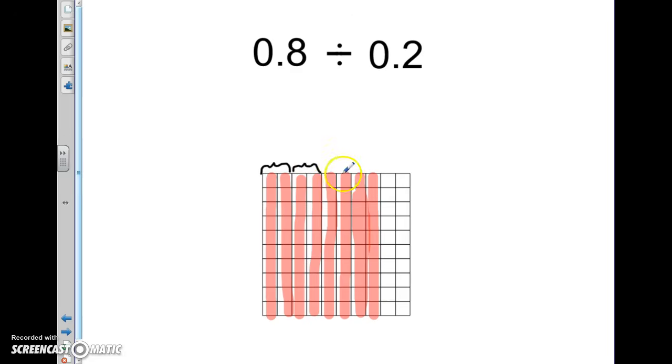So I have 2 of them here. Here's another group of 2/10. Here's another group of 2/10. And finally, one last group of 2/10. All out of tenths now.